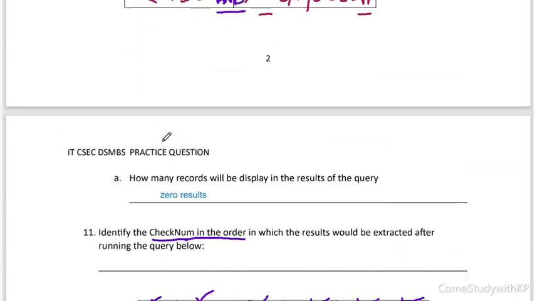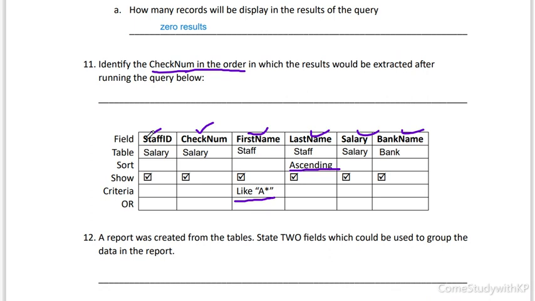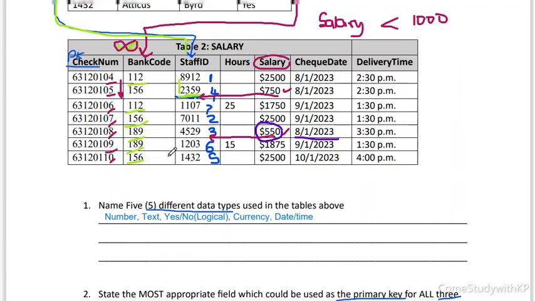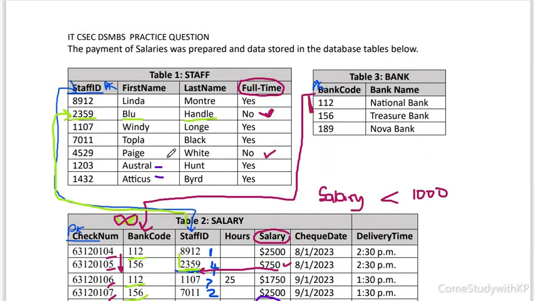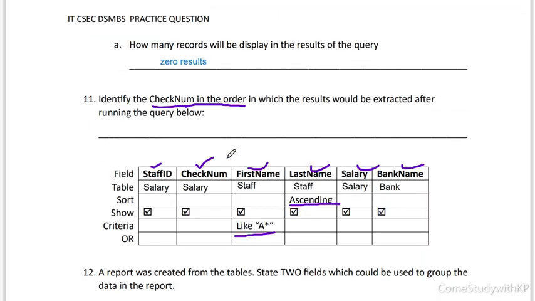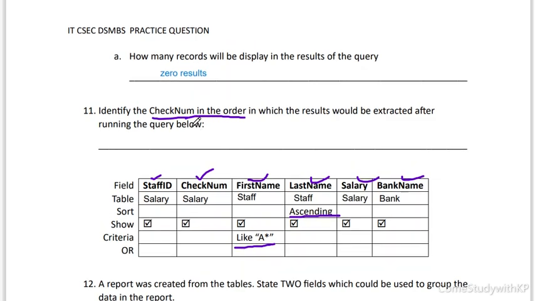What's the next thing that we need to make sure we're doing? We need to now sort it in ascending order by the last name. So if we sort these two in ascending order, which means we're starting from A to Z, right? A to Z would mean that Bird would be first and Hunt would be second. What do we need to do? We need to tell what the check numbers would be in that order.